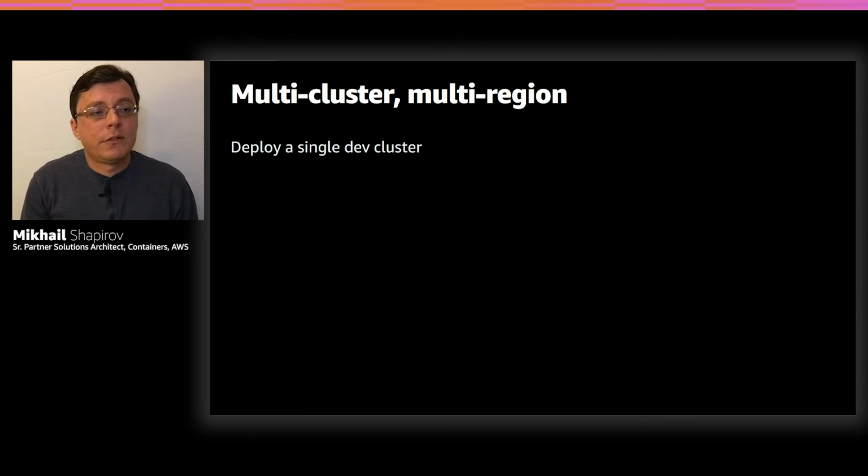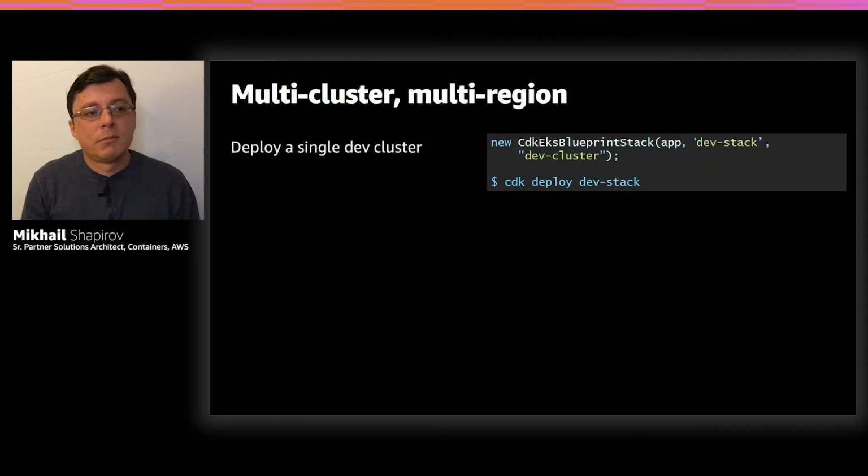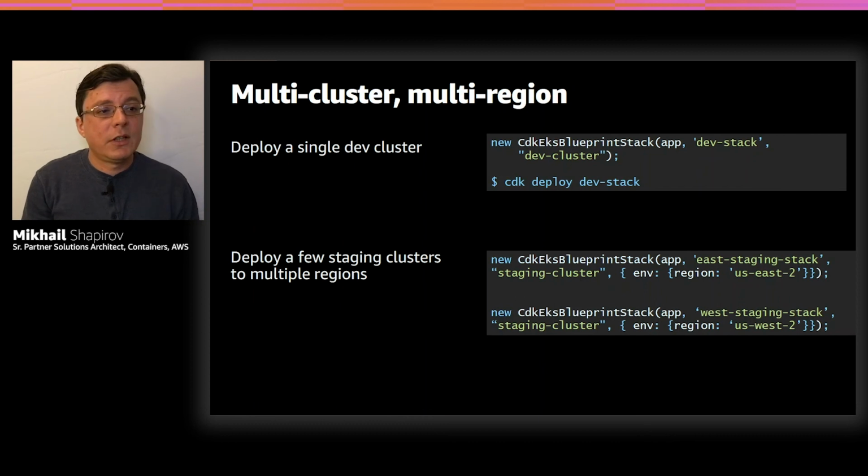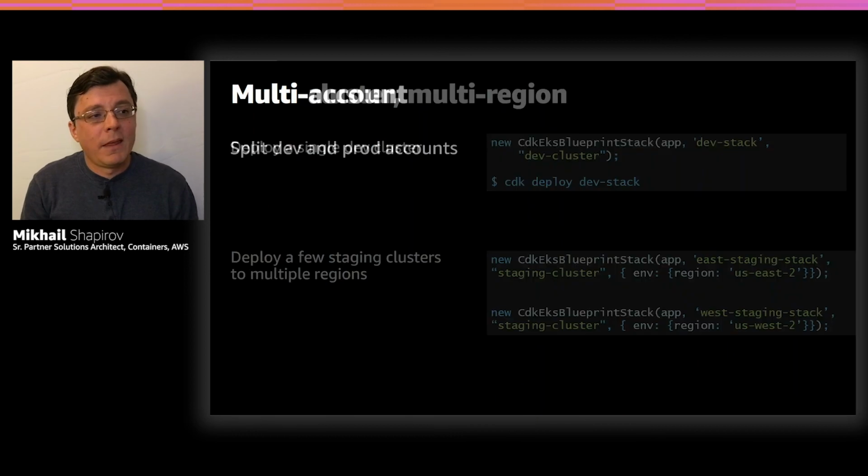So let's say I want to just deploy a single development cluster. That's how the code is going to look like. Just define the blueprint, and whatever teams and add-ons were selected, it will instantiate it in a specific region. We can do a couple of staging clusters in US East 2 and the US West 2 as well, just as easily, with the full ecosystem that we just described.